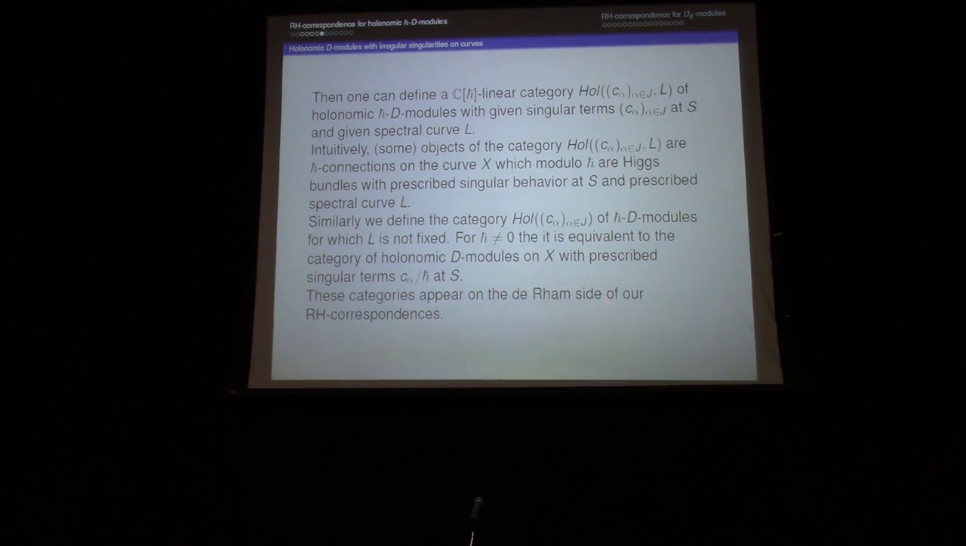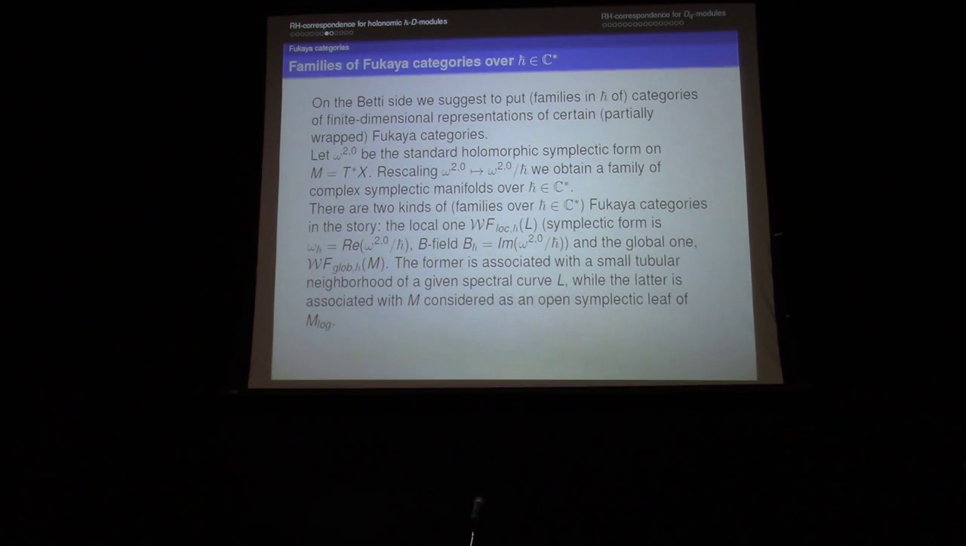Now, similarly, we can forget about the spectral curve and consider, if we work outside of the point ħ equals 0, if we invert this parameter ħ, then our category is basically the category of holonomic D-modules with prescribed singular terms. Since going from ħ-connections to connections we divide by ħ, it affects the singular behavior. All right, so then we have two types of categories. Now, this is the de Rham side.